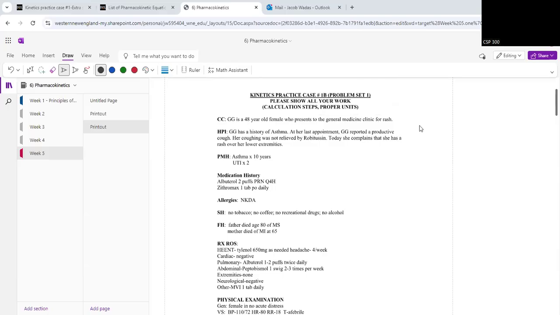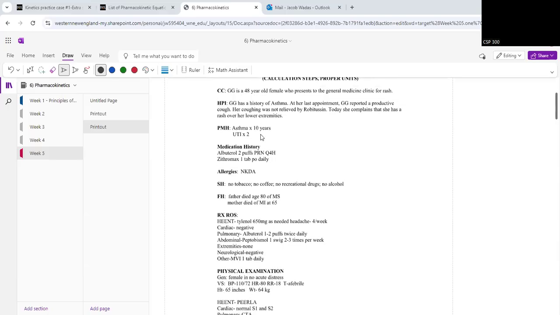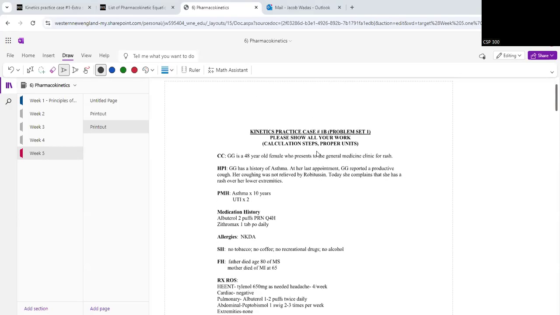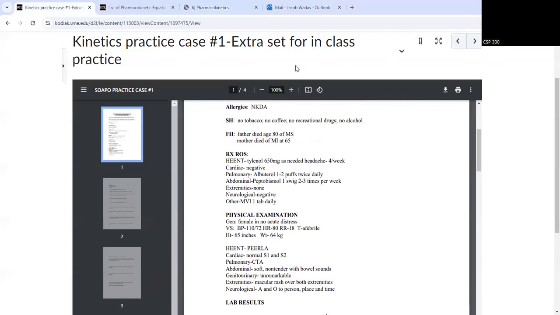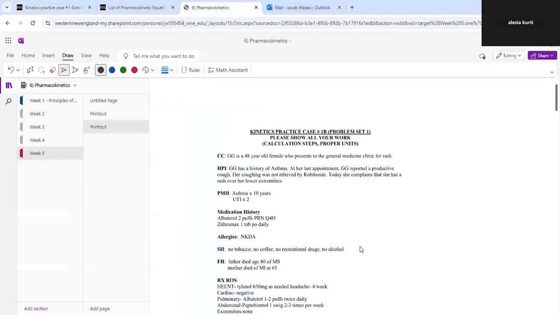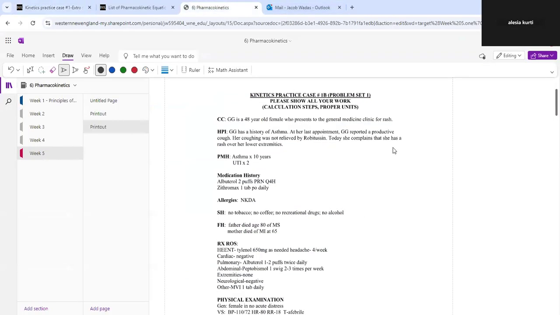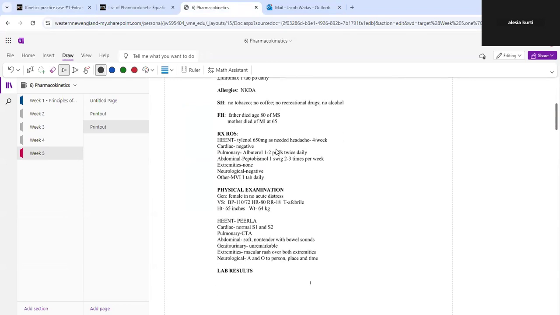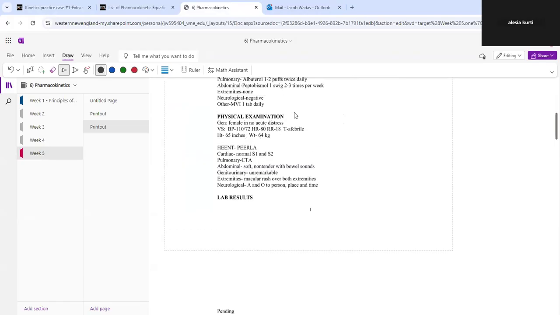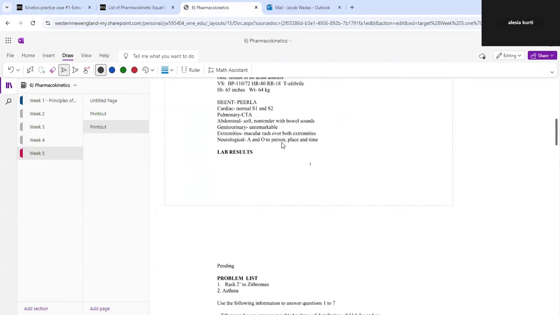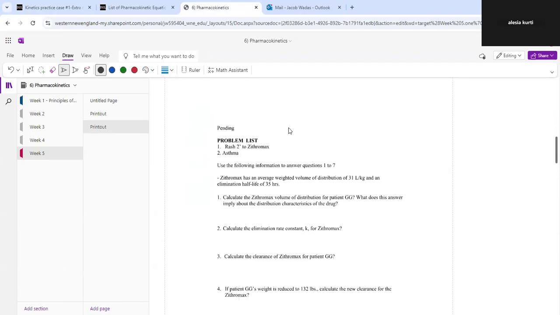So we have patient GG. This is the in-class practice problem, Kinetics practice case number one, extra set for in-class practice. There's a bunch of information on here that's pretty irrelevant for the worksheet. This section in the middle is the important part because it has her weight, and we're going to be using her weight a little bit.